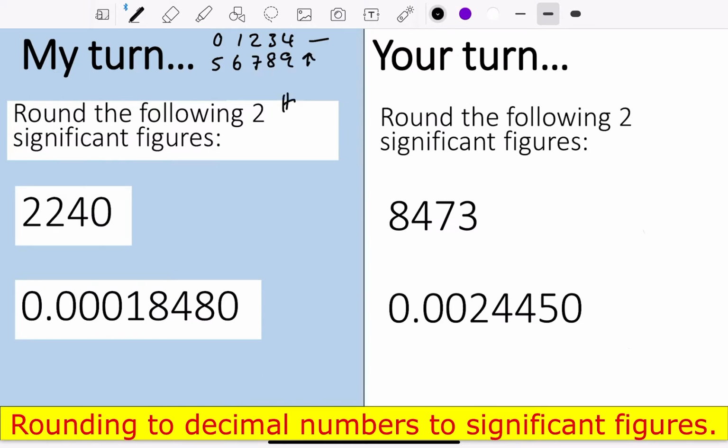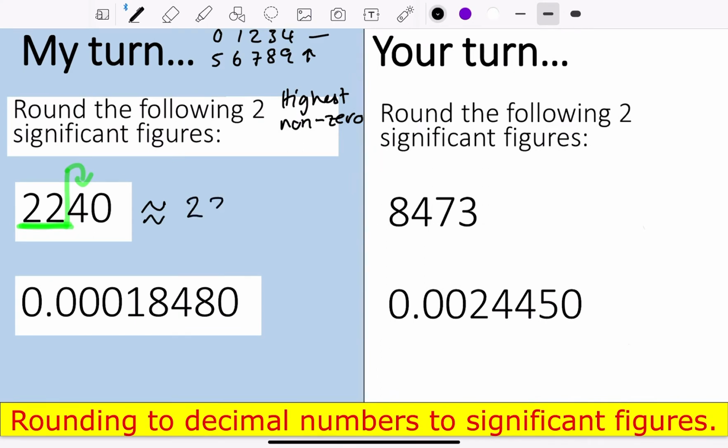Remember, we're looking for the highest non-zero place value. So I take a look. Remember, we're looking for two significant figures here. So the first two numbers that have the highest non-zero place value. So the first two numbers here would be my 2000 and my 200 in 2240. I then look at its neighbour. Its neighbour is 4. 4 is going to keep us the same. So my answer is going to be 2200. Replacing everything with zeros after that cutoff line.